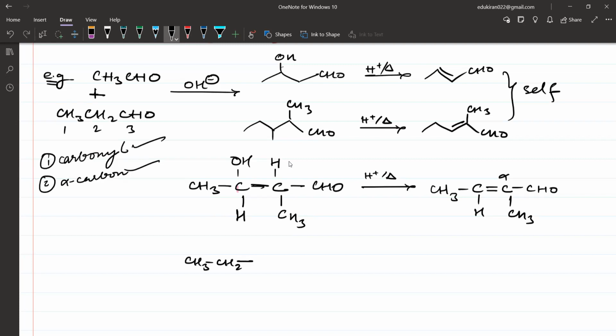Now tell me, for the third one, what should I write? C, OH. And then two more groups. What would be the two more bonds? CH3. First tell me, this will be connected with hydrogen, say hydrogen first. And then tell me the next one. C. Now this will be attached to C, the alpha carbon of C.